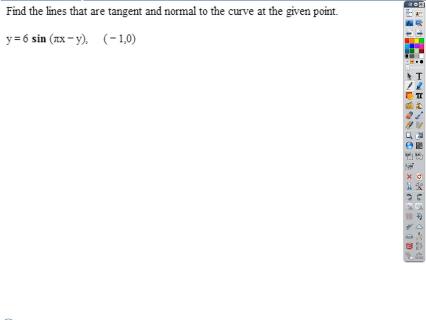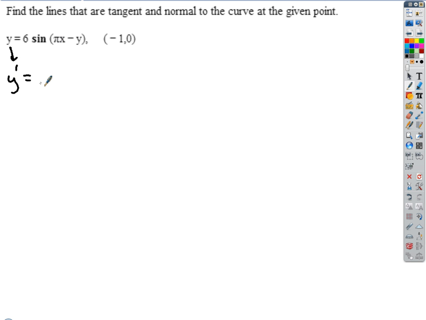Okay, so we're supposed to find the tangent line and the normal line to this curve at this point. So what do we do? Take the derivative. Good. Notice I've got y's mixed into the argument here, so we have to just implicitly differentiate.